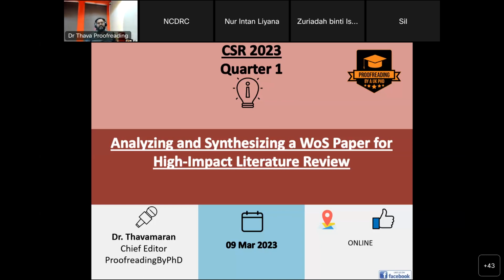So what classes we have for this year, for 2023? So today is the first class. We are going to look at analyzing and synthesizing a Web of Science paper for high impact literature review. We are going to explore Web of Science database as well. We're going to look into research gaps. And then we are also going to look into databases, most importantly, and also how to find a topic. So you'll go backward, okay, so that you can understand why we have to read paper very carefully.